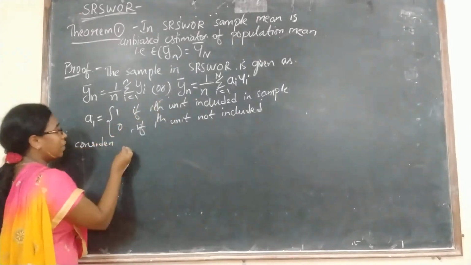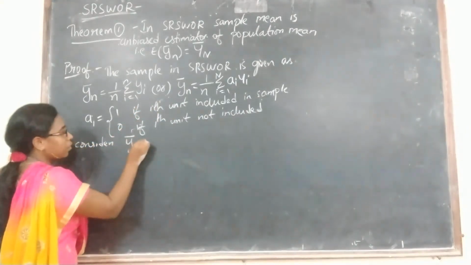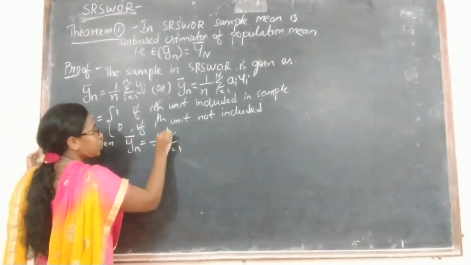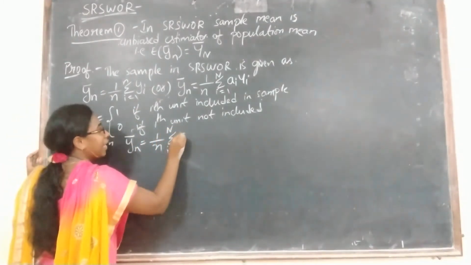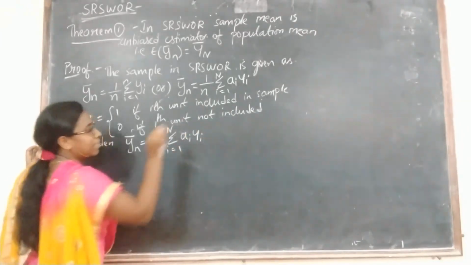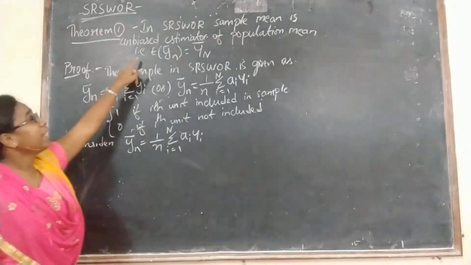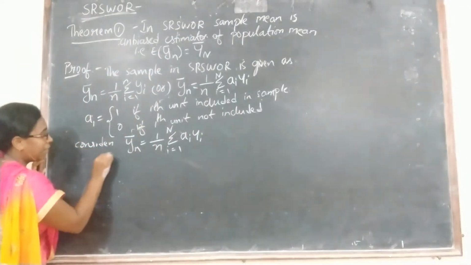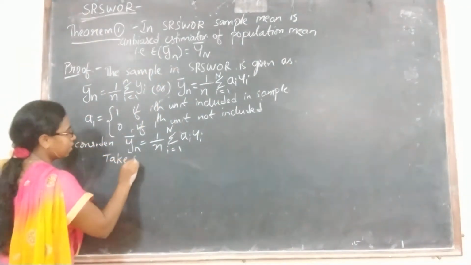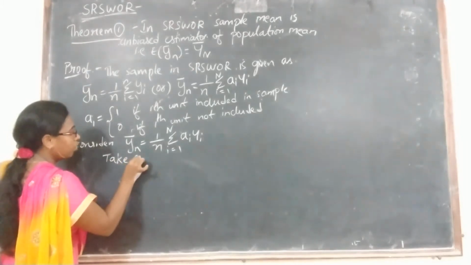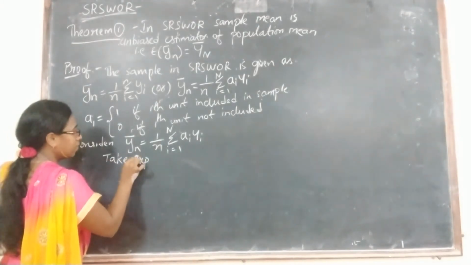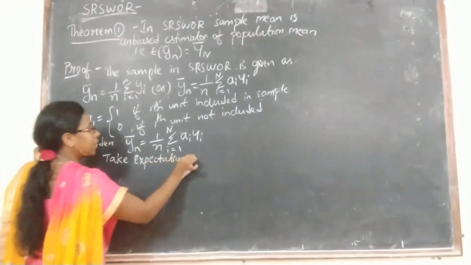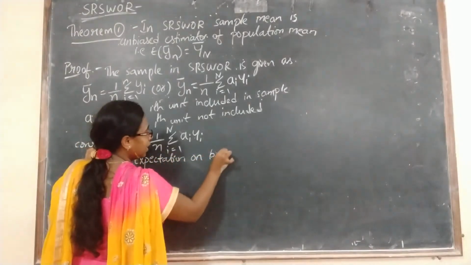Now consider the yn bar value, that is yn bar equals 1 by n summation i equals 1 to capital N, ai into capital Yi. Now I want the expectation of small yn bar, right? So take expectation on both sides.